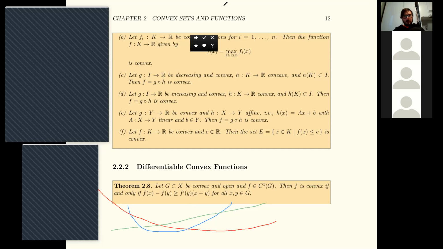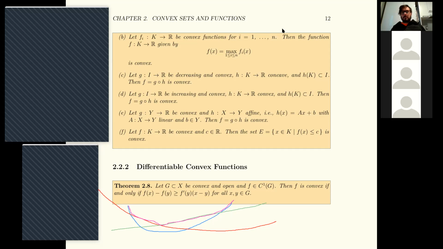So the maximum here, and I'm going to pick a color, I'll use purple here. The maximum would be something like it goes through here, it goes through there, and there. This purple doesn't show very well, but the maximum goes along this line. Always choose the biggest. And that function will be convex, always. So this is a very important property of convex functions: if you take the maximum of convex functions, the result is convex.